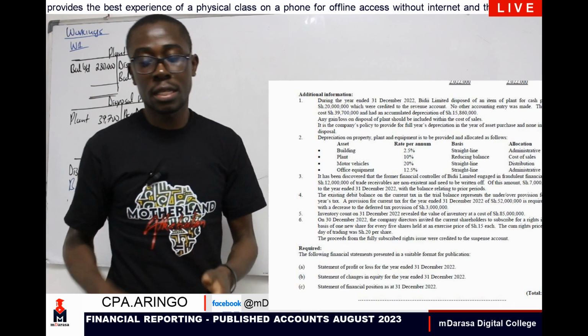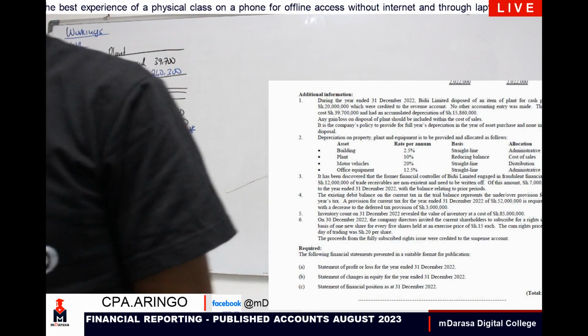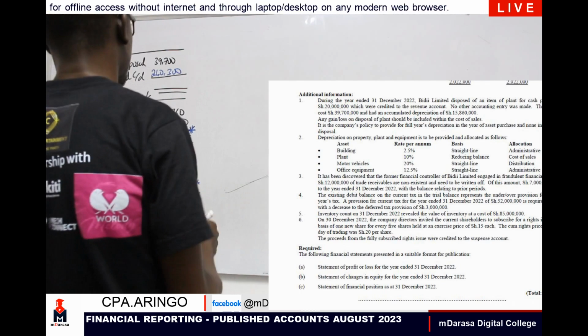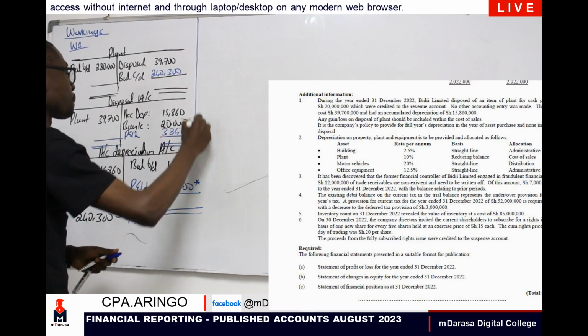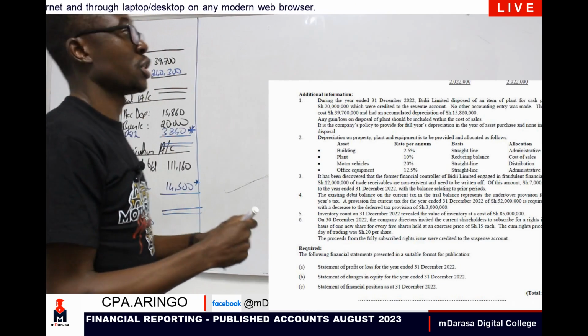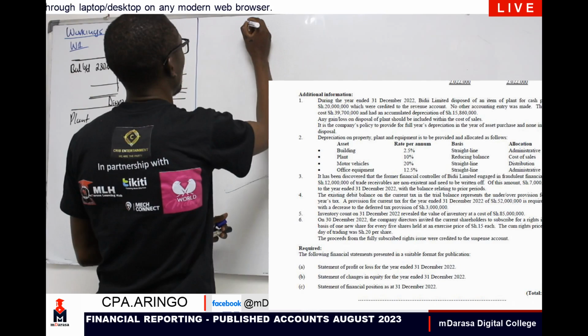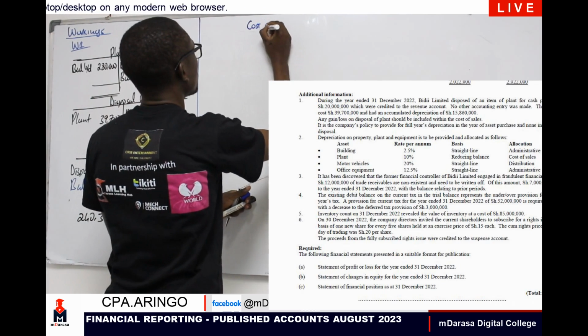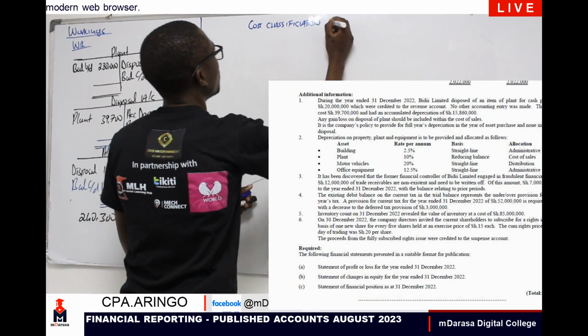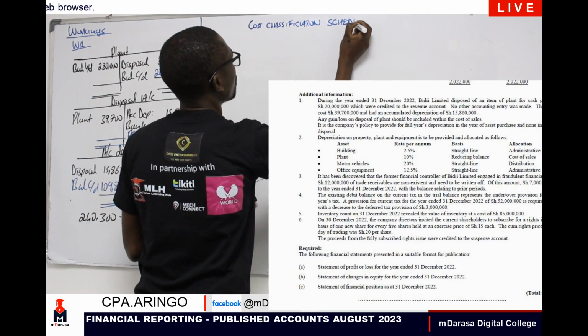So therefore, in this case, what we normally tend to prepare is what is known as the cost classification schedule, right? Or you can just do it directly in terms of our cost classification schedule. So let us have here our cost classification schedule.